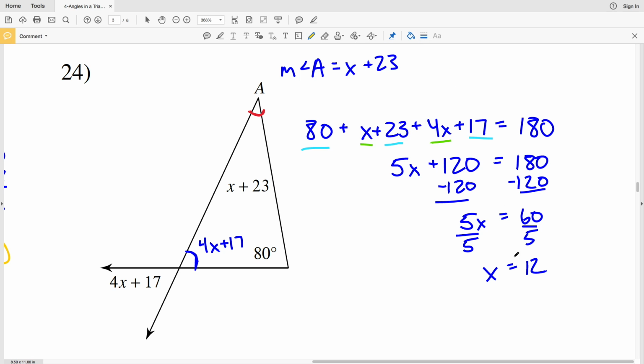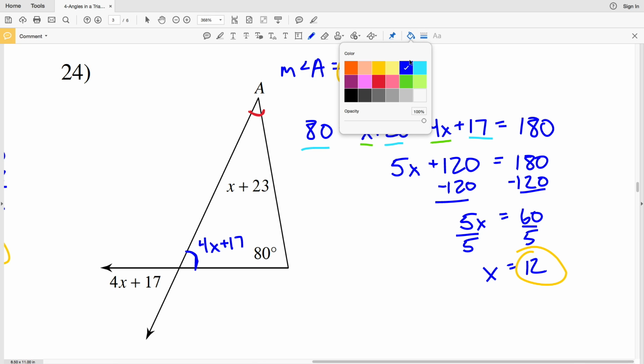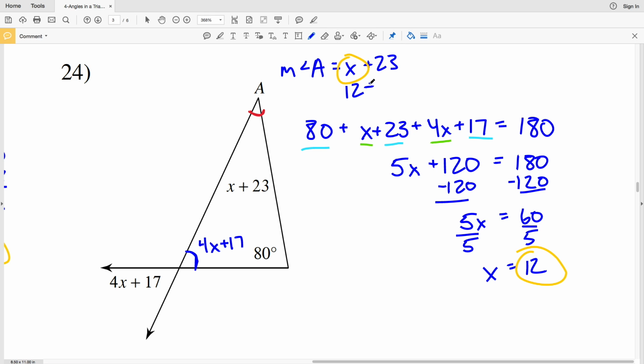So I'm going to take that 12 and plug it in for x in my equation that equals the measure of angle A. So 12 plus 23 equals 35 degrees. So 35 degrees is my measure of angle A. And that wraps up the video, triangle angle sum, or angles in a triangle.